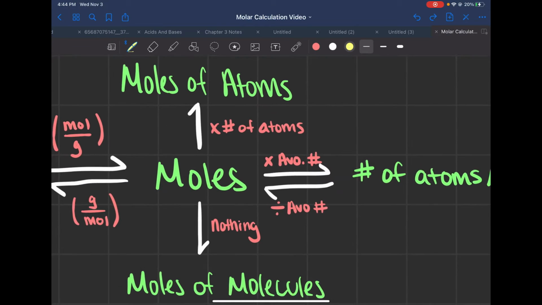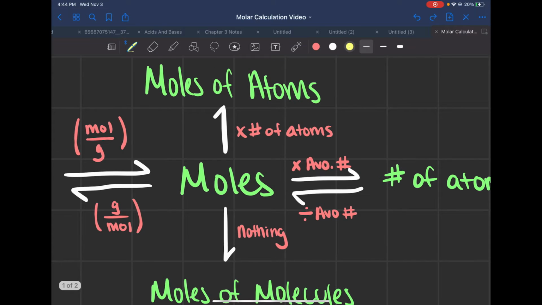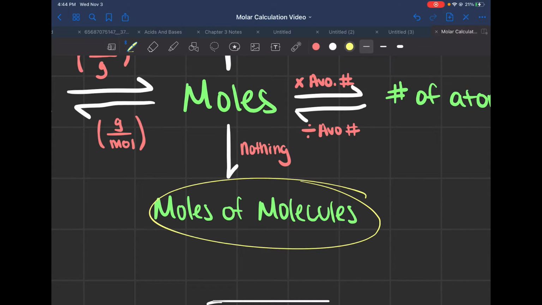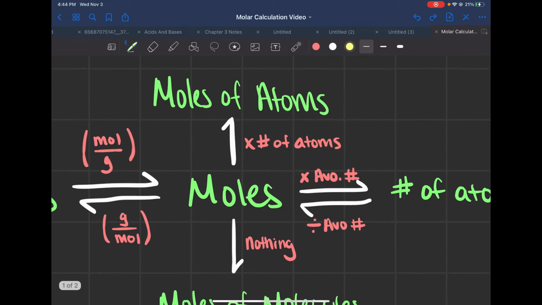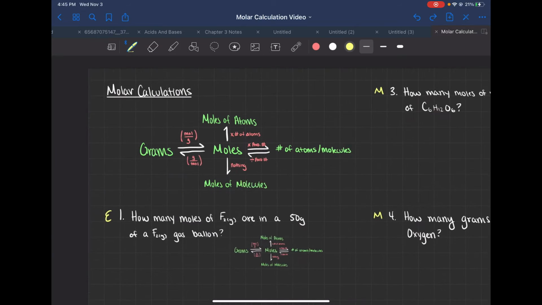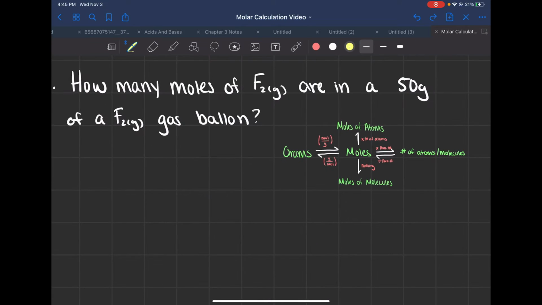All right, so moles of atoms. If we have moles and we want to go to moles of atoms, moles and moles of molecules are the exact same thing. When we say moles and moles of molecules, we usually mean the same thing. Now, if I'm trying to go to moles of atoms, then I just need to get to moles first and then multiply by the number of atoms, okay? I forgot to mention, there is another way. We can go from moles of atoms to the number of atoms this way too, okay? So with that being said, let's go ahead and dive into our first problem.